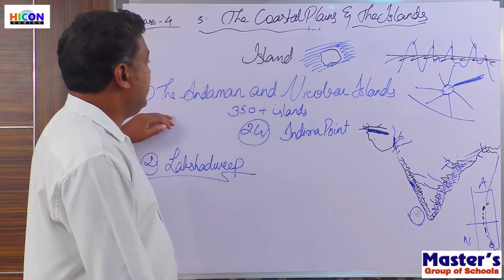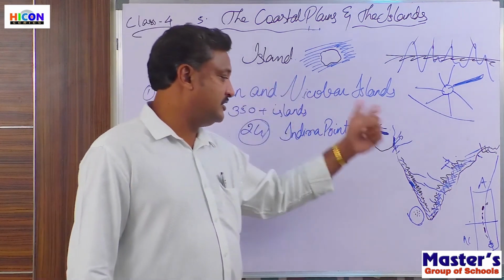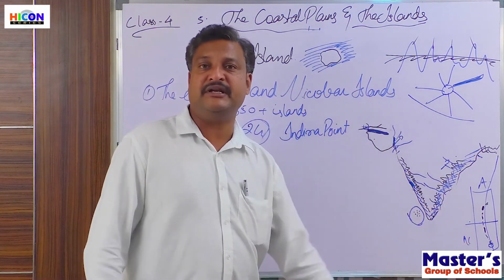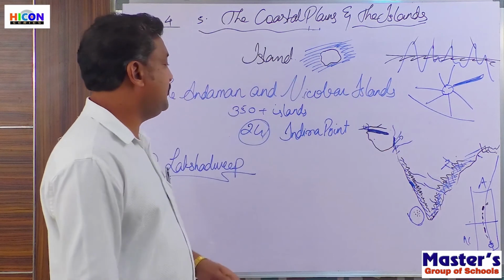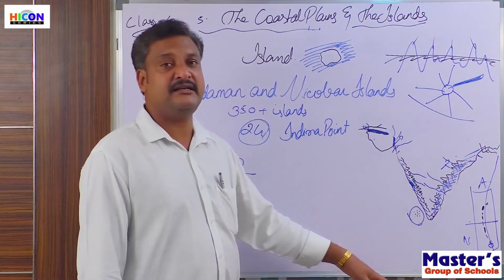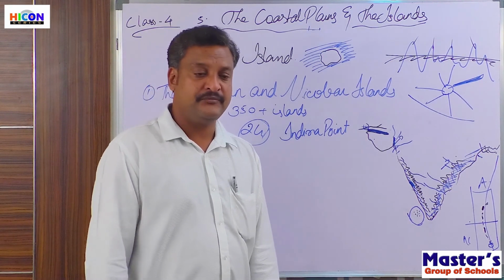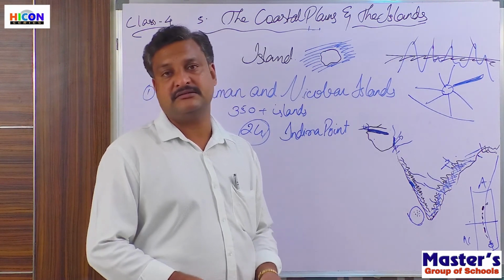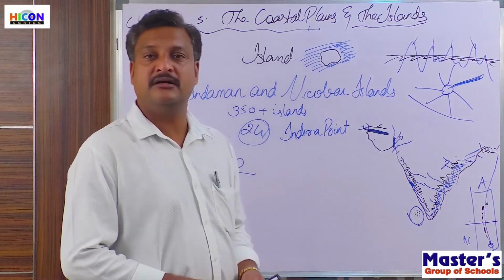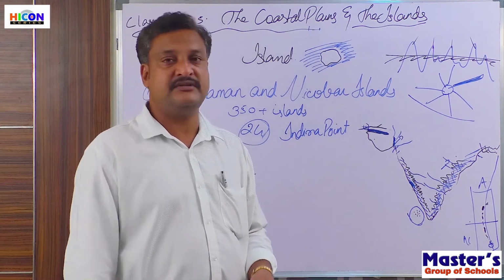One is the Andaman and Nicobar Islands, which is in the Bay of Bengal on the east of India. And the second is the Lakshadweep, a group of 36 islands to the west of India in the Arabian Sea. Okay. So, that is the lesson part. And now we will do the exercises and the activities of this lesson. Right.